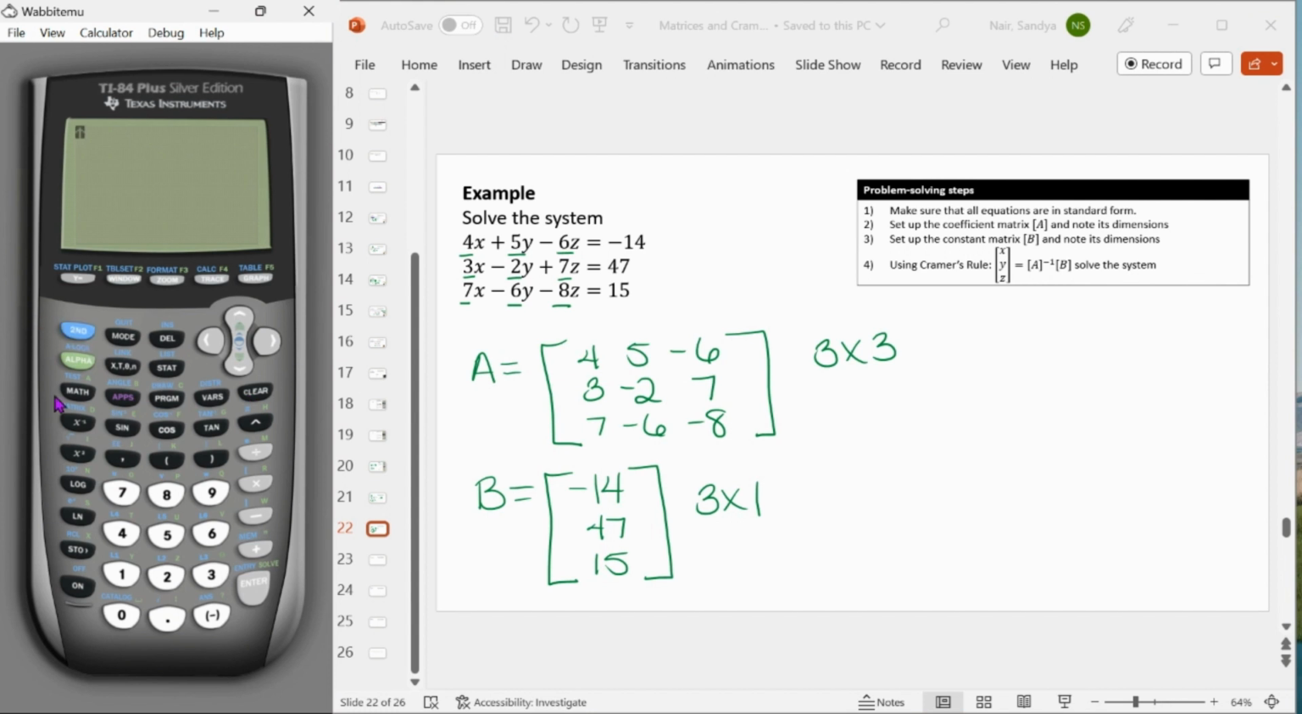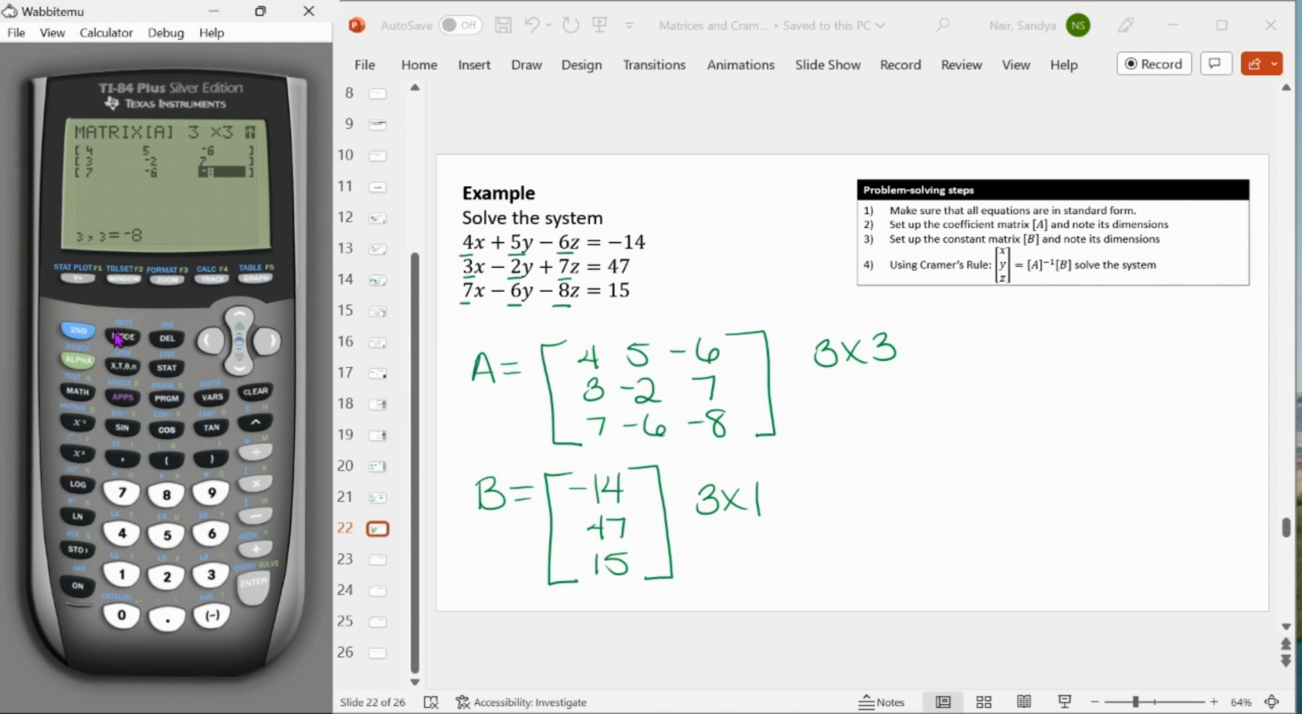So I'm going to do second matrix and then arrow over to edit. I'm going to choose matrix A. It's still 3 by 3. So I'm just going to go ahead and start typing in my values. So I have 4, 5, negative 6, 3, negative 2, and 7. And then I have 7, negative 6, and negative 8. Okay. Double check and make sure that everything looks good.